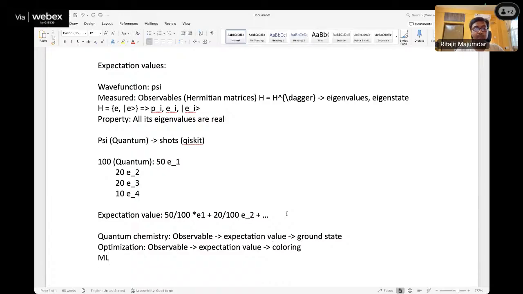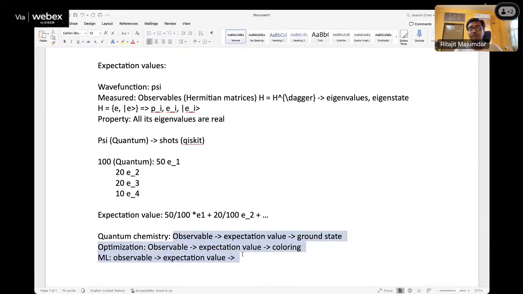And the corresponding eigenstate gives me, say, if I'm doing the coloring, the actual coloring of this. When I'm doing machine learning, I will prepare my observable in such a way that the result will give me, say, the F1 score, or the training accuracy or testing accuracy, something like that. And my corresponding expectation value, when I measure this observable, will give me the actual training accuracy or something like that.